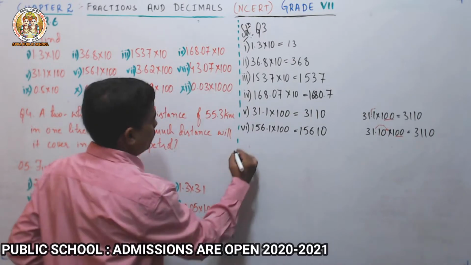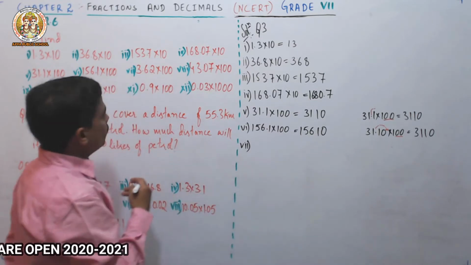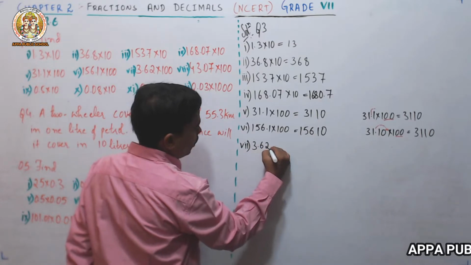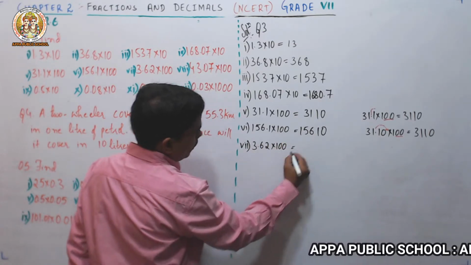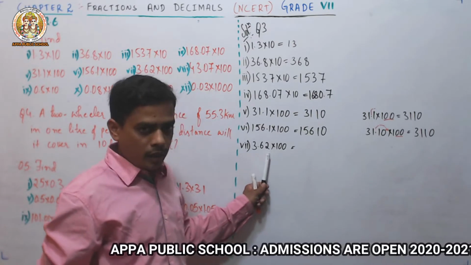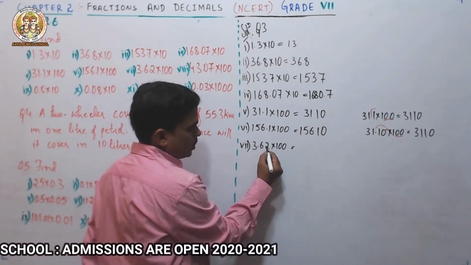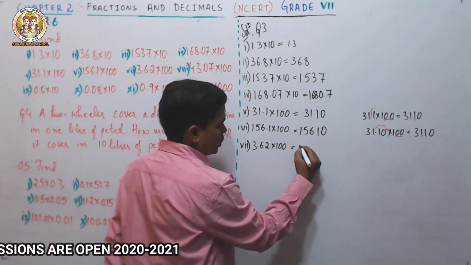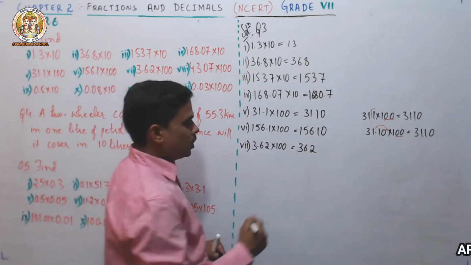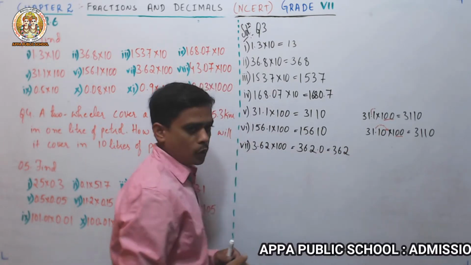Next, 7th. You have to shift the decimal point towards your right. That's it, right side. What is the 7th question? 3.62 into 100. This will be understandable. See here, after the decimal point, how many numbers are there? 2 numbers are there. Here also we have 2 zeros. So shall I write it directly as 362? 362.0 will be equal to 362 only. The answer will be 362 only.